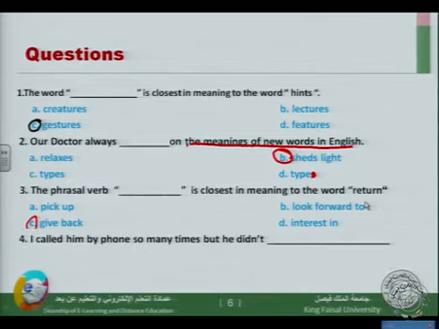Okay? I called him by phone so many times, but he didn't respond, ask, sleep, and eat. I called him by phone so many times, but he didn't respond.